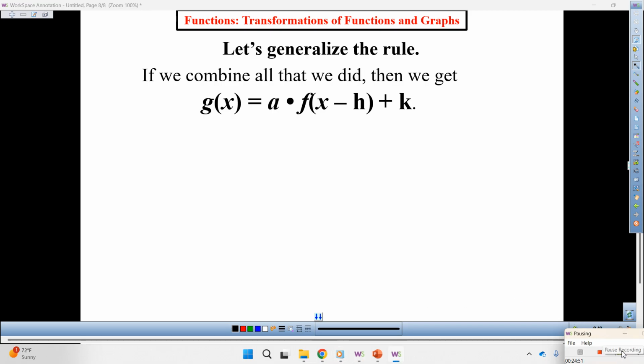All right, did everybody write their rule? Yes? So, here we go. In blue, what does k do? Tell your neighbor.